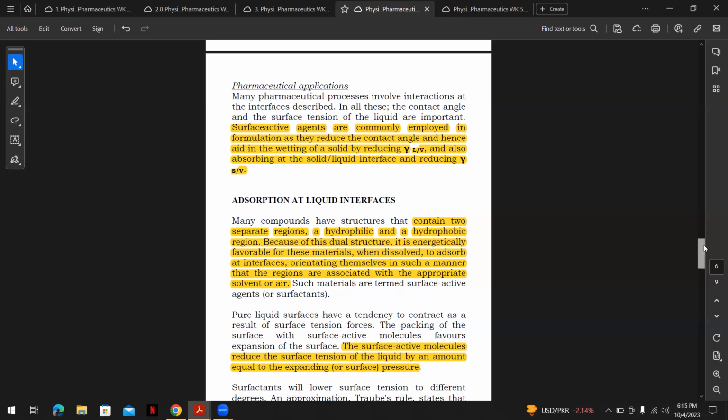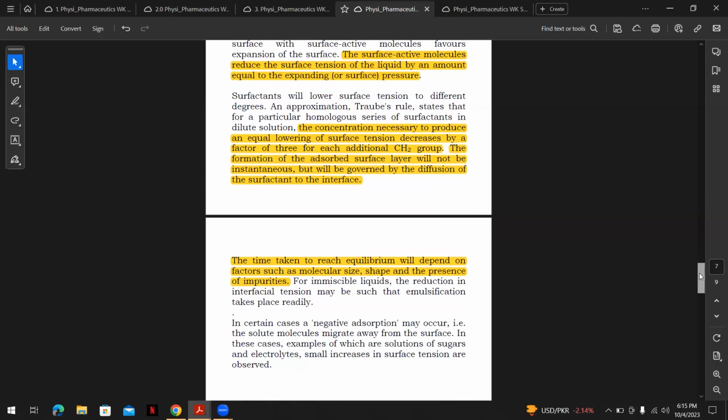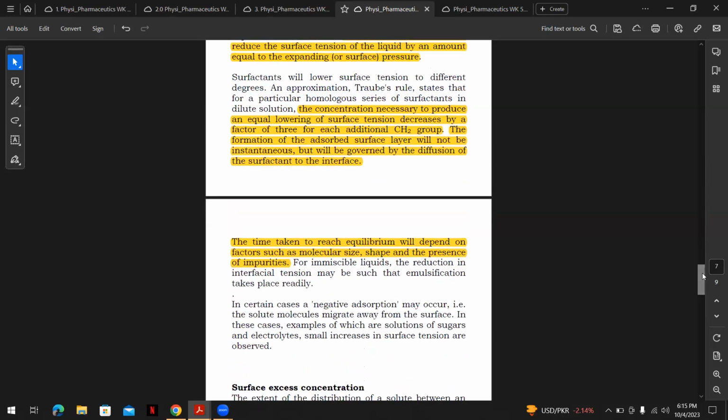Then adsorption at liquid interfaces. So what do we know adsorption is? It's the deposition of some molecules to the surface of a liquid, because we're talking about adsorption at a liquid interface. So there is positive adsorption and negative adsorption. Positive adsorption is when the molecules that are introduced into the liquid deposit on the surface of the liquid. So they decrease the surface tension and surface free energy.